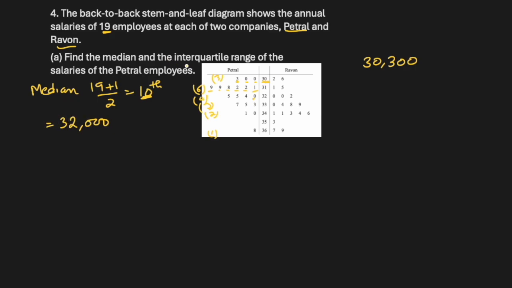That's the median. Now for IQR we need lower quartile first, which we'll call Q1. Q1 is the median of the lower half, excluding the median. We'll exclude 32,000. That means this is not part of counting Q1. So if this is the 10th, that means before that we have 9. We'll find the median of those 9. So that will be 9 plus 1 divided by 2. Fifth position will be the Q1, and it will be 1, 2, 3, 4, 5. 31,200 is Q1.